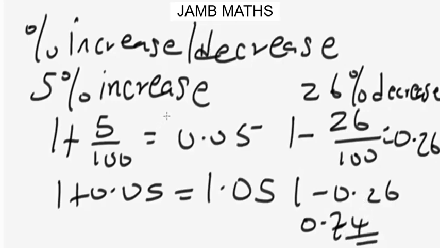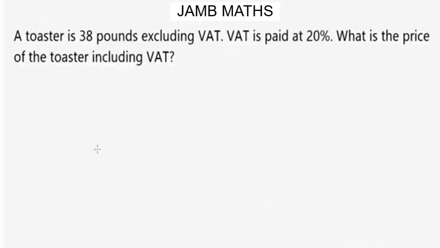Note that a percentage increase has a multiplier greater than 1, whereas a percentage decrease has a multiplier less than 1. Now let's look at a more practical question on this. Very interesting. It says a toaster is 38 pounds, excluding VAT. VAT is paid at 20%. What is the price of the toaster, including VAT?